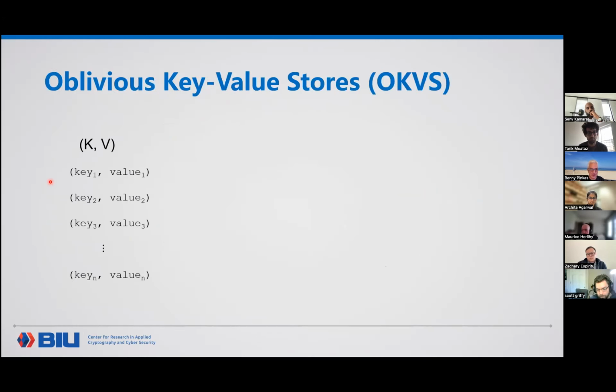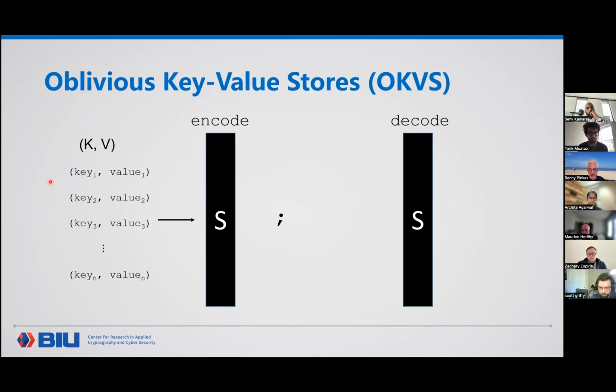So let me show you examples. I have a set of keys and values, n of them. I encode them in some data structure. And then the decoding feature should be that if you ask about a key, you get the corresponding value. If you're asking about a key that I didn't encode in here, you get a don't care. I don't care what you get.